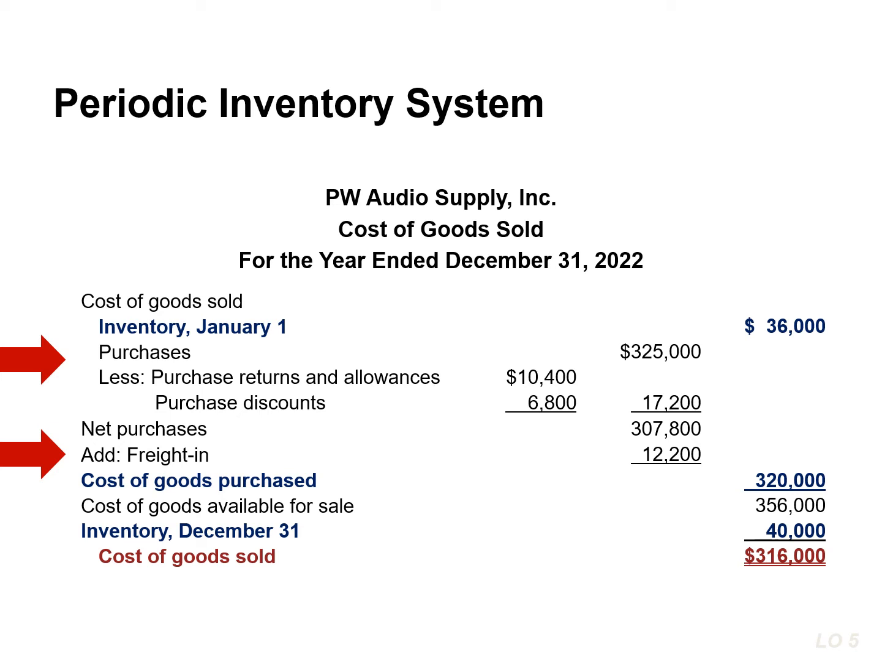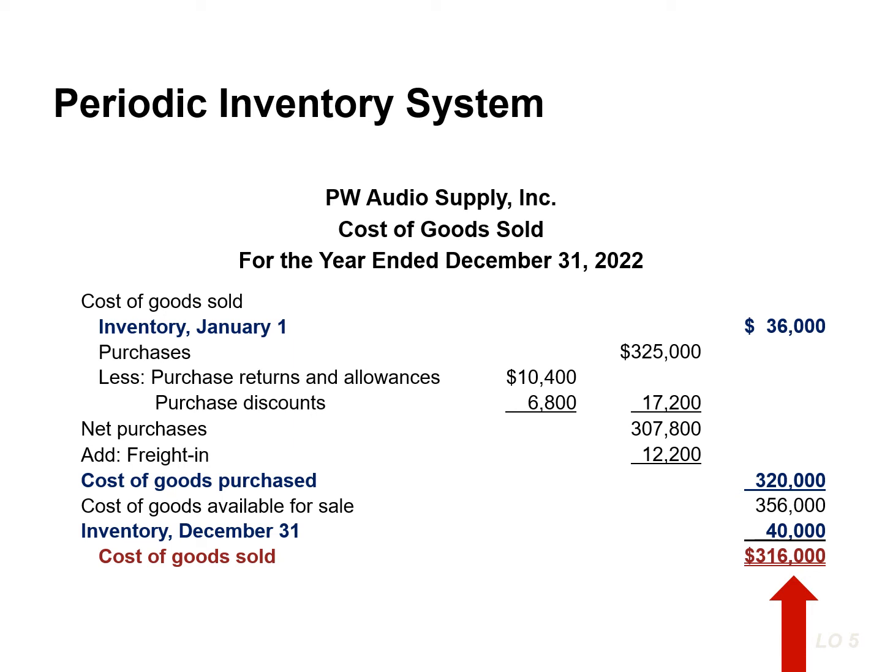These various accounts are shown in this slide, which presents the calculation of cost of goods sold for PW Audio using the periodic approach. Note that the basic elements from the previous slide are highlighted in blue. The far right column identifies the primary items that make up cost of goods sold. Again, we start with our beginning inventory, which is $36,000.